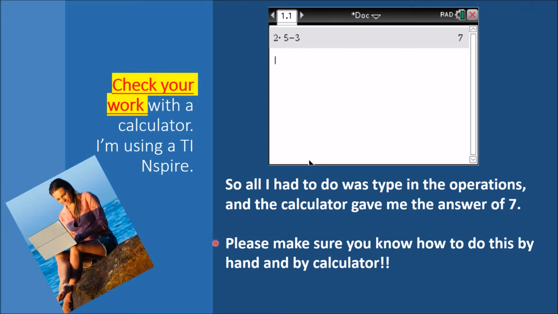So all I have to do is type in the operations, and the calculator gives me the answer of 7. But please make sure you know how to do this both by hand and by calculator, because there may be times your teacher says you cannot use a calculator. So make sure you know how to do this both by hand and by calculator.